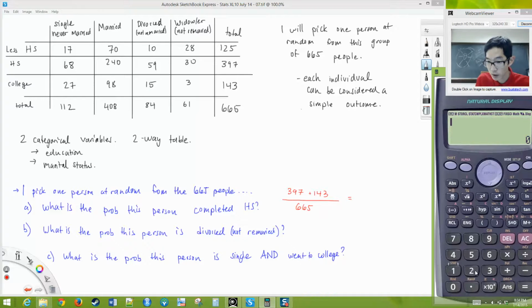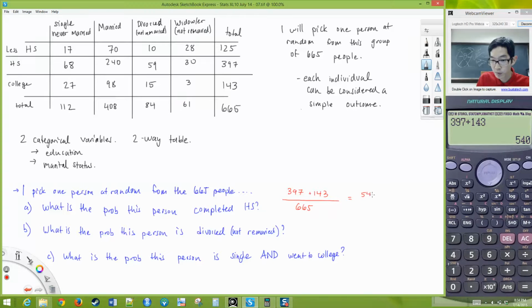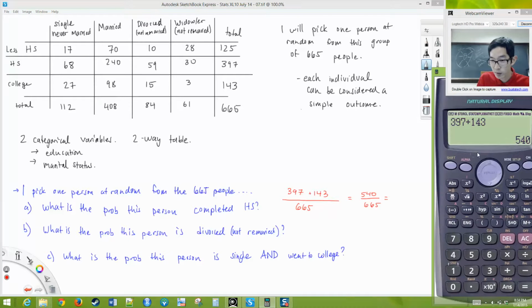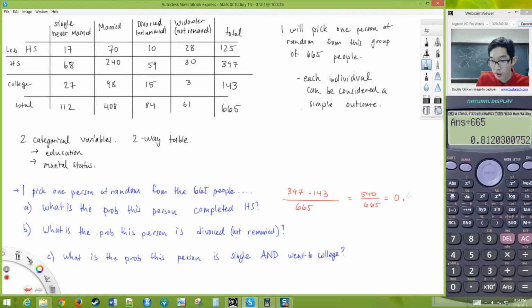So we do 397 plus 143, I have a total of 540 people, divided by 665, and I get 0.812. I don't know, it keeps going. 8120300 whatever, okay? I like to keep about 4 decimal places, so I'm going to just stop at 0.8120.